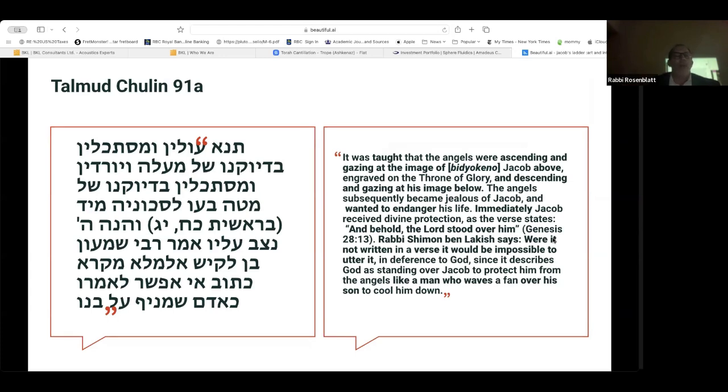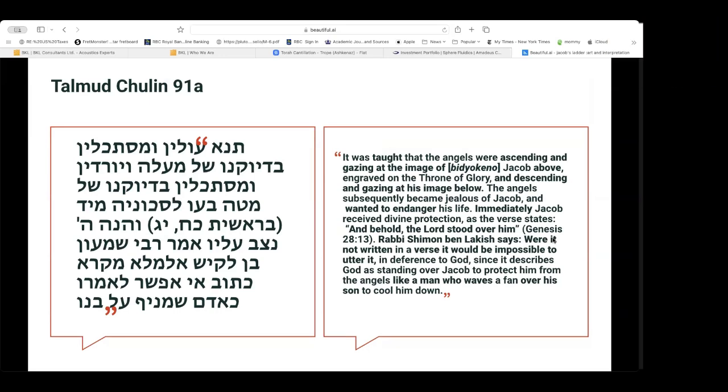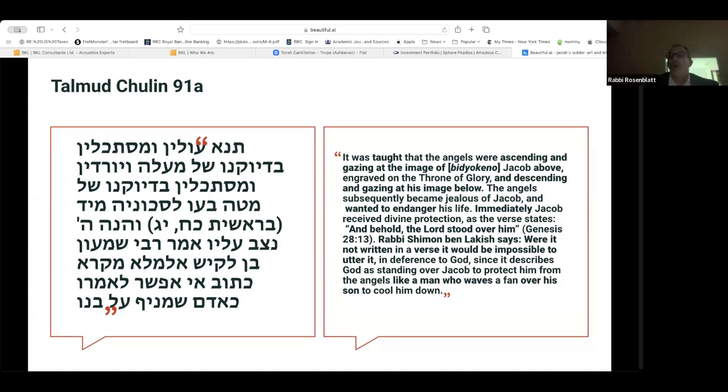This, by the way, is a piece of Talmud from Masechet Chulin. The Talmud's interpretation of sulam. It says: what are the angels doing going up and down? Olin umistaklin bidiyukno shel mala.